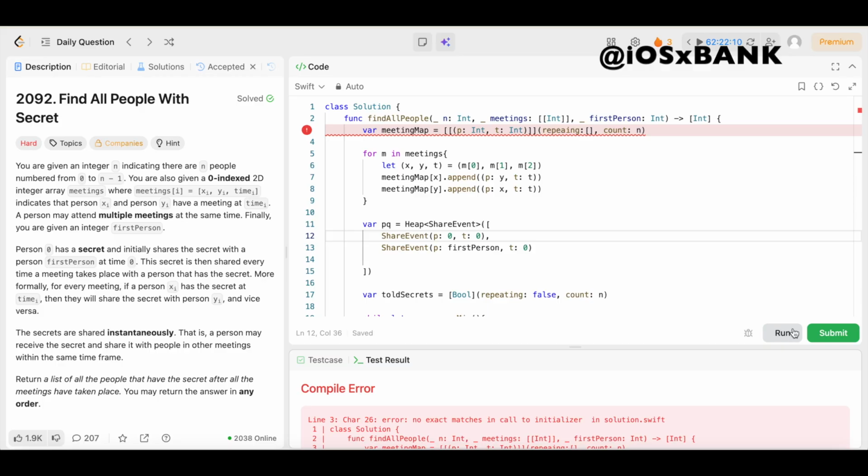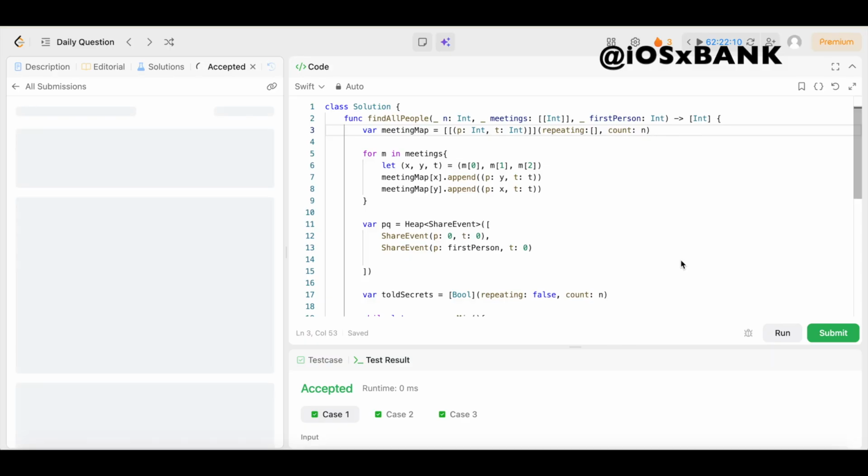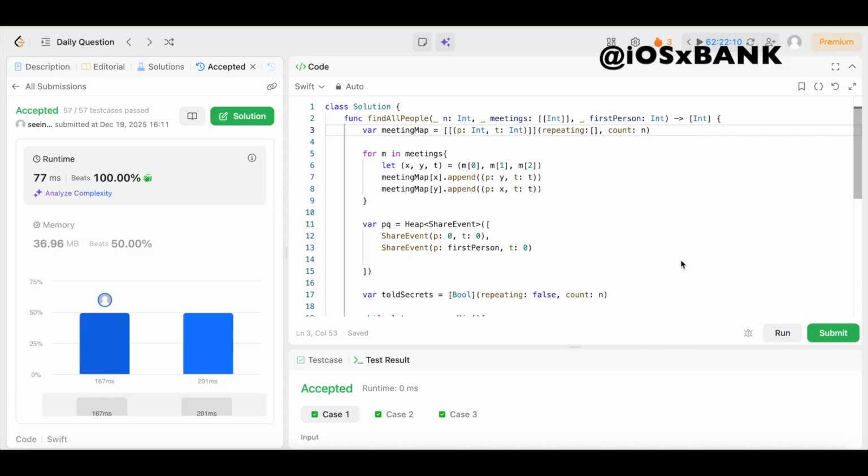Okay, now we got an error up top. No exact matches in call. Oh, this should be repeating with a T. Now let's run that again. It's accepted, so let's go ahead and submit it. Make sure it's still accepted after we submit it. Let's see, and look at that, y'all. 77 milliseconds beats 100% of users. That's what I'm talking about. That's what I like to see, y'all.